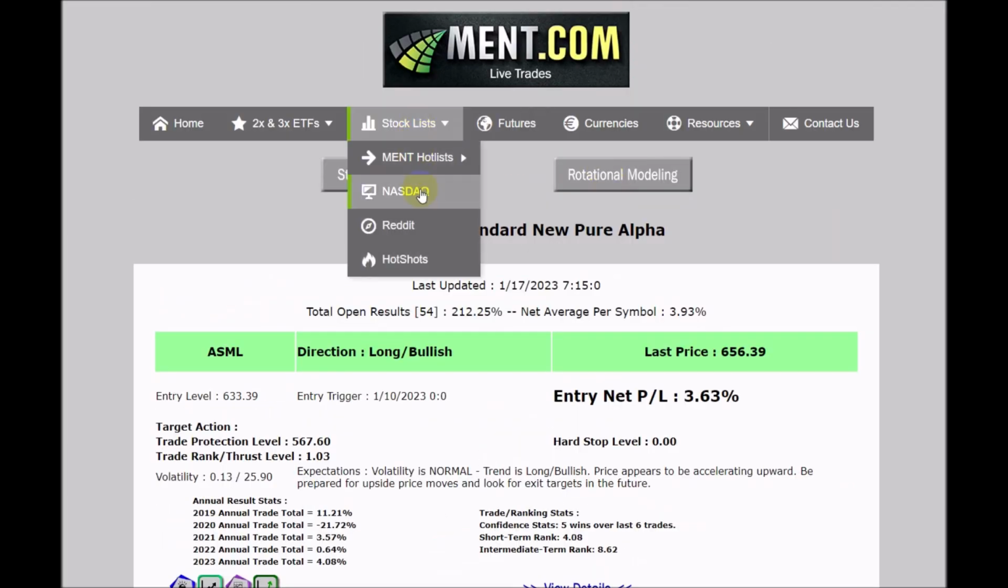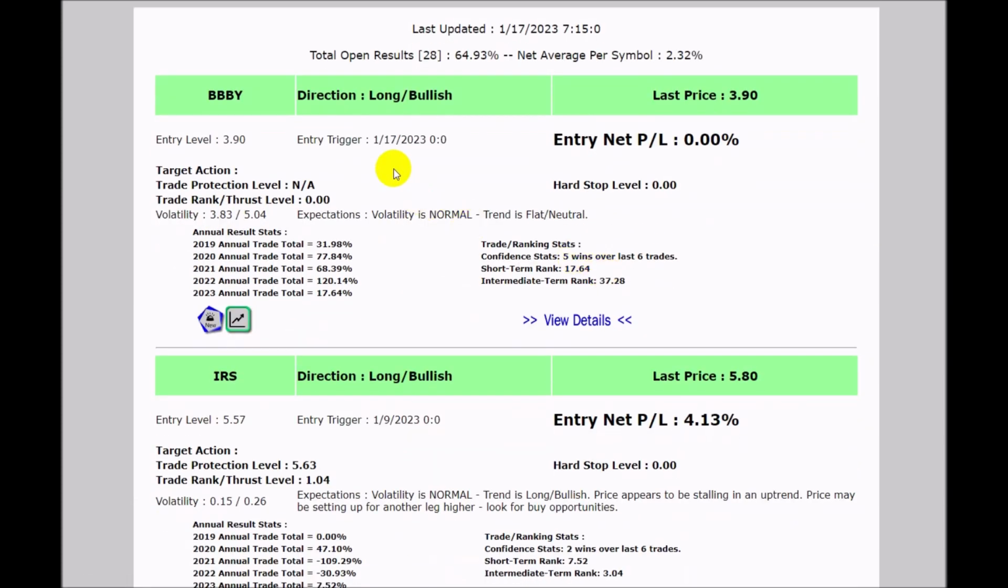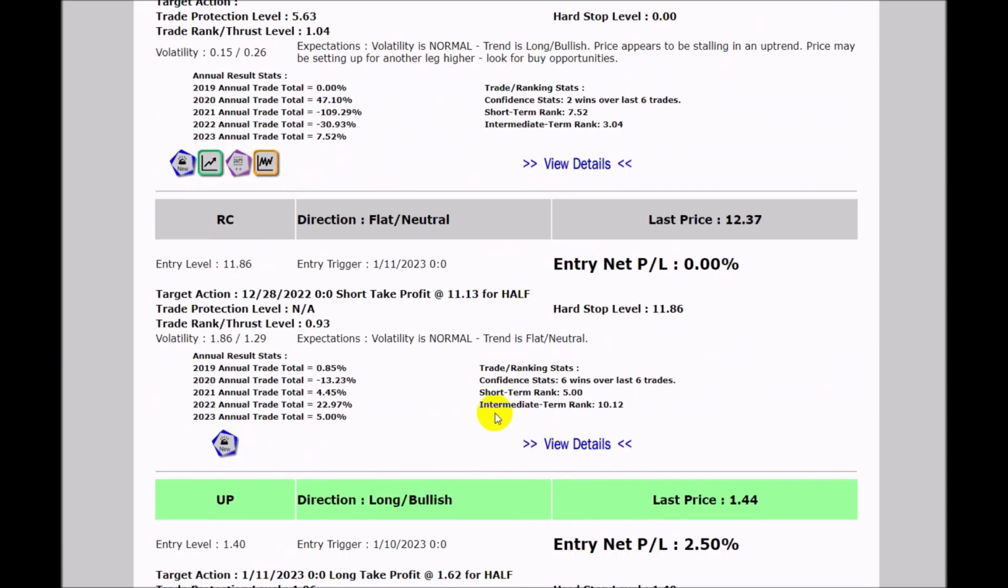Let's come back up here to the Reddit list. BBBY, we have a long trigger at 390. That's today. We have got no profit in the trade. And remember, the market's just open. It's 7:15 roughly in the morning here. IRS, we have a long trigger from January 9th at 557. We're up 4.13% on the trade.